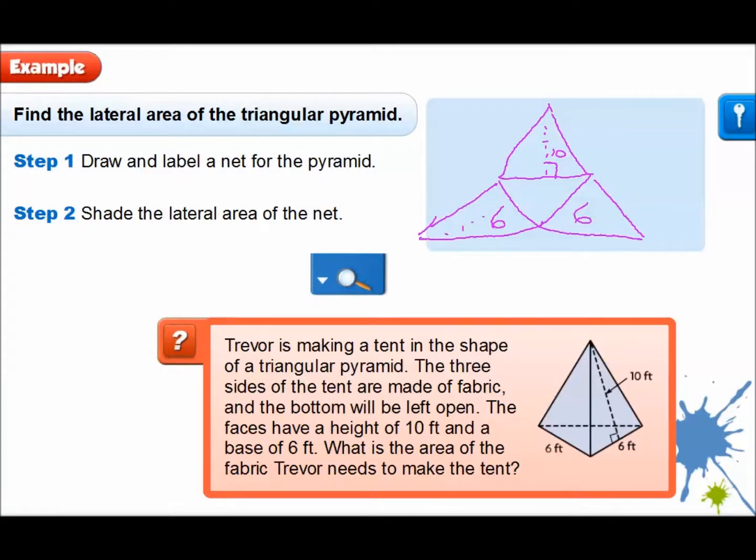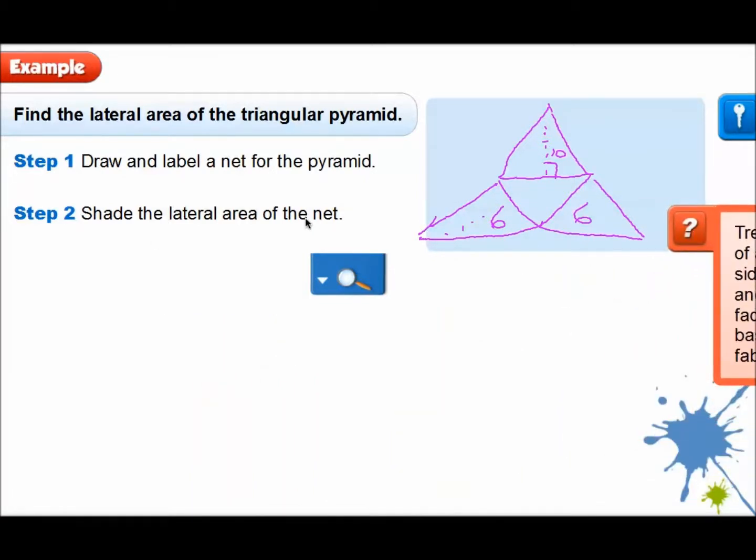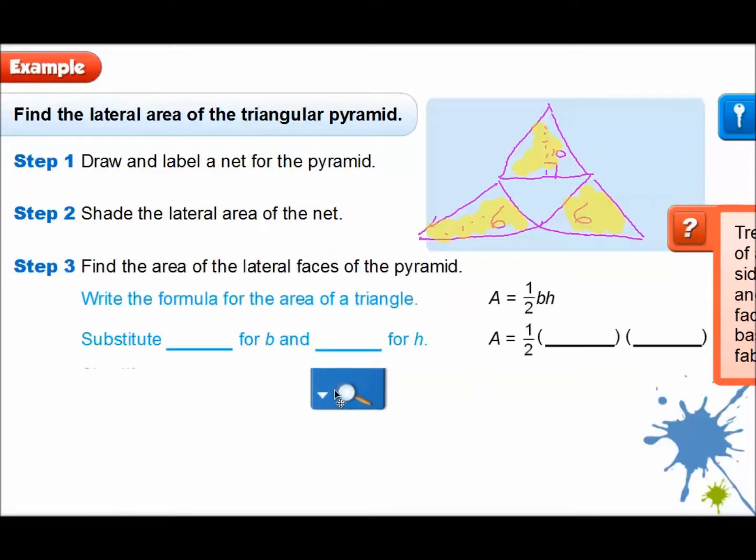Then I have to shade the lateral side. It says shade the lateral area. That's this part here. If I were to use my highlighter, that'd be this part and this part here. That's the lateral surface. Remember, we don't use the base when it comes to the lateral surface area. These are all 6s. This is 6 as well. So my base is going to be 6, and my height is going to be 10 for my triangles.